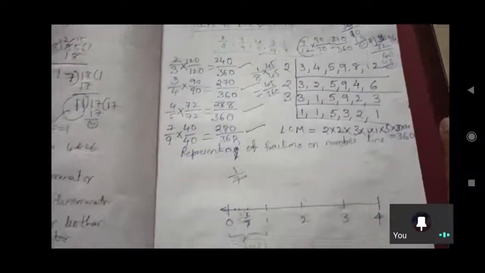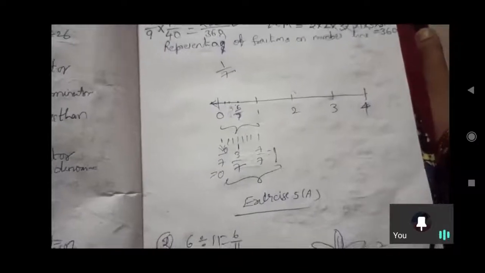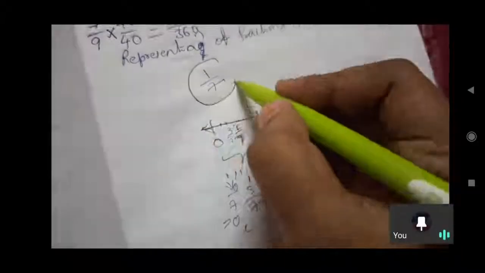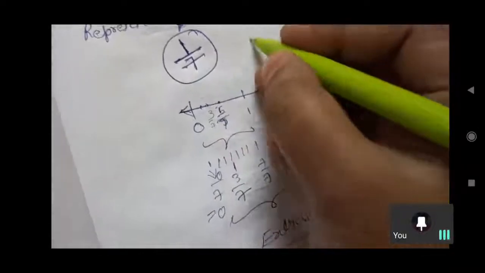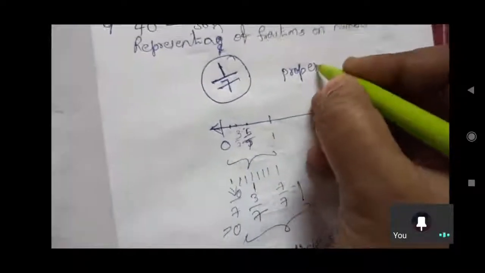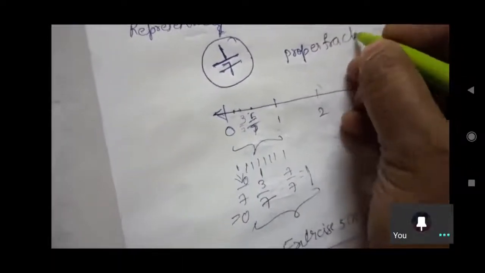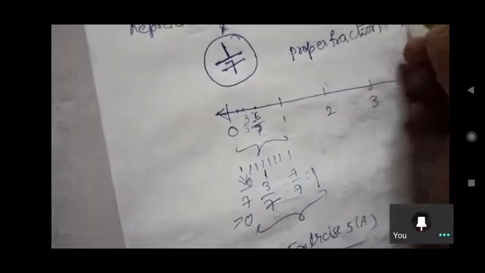Okay. How can we represent fractions on a number line? For example, here we have 1 by 7. This is less than 1. Yes, proper fractions are always less than 1. So 1 by 7 on the number line we need to represent.